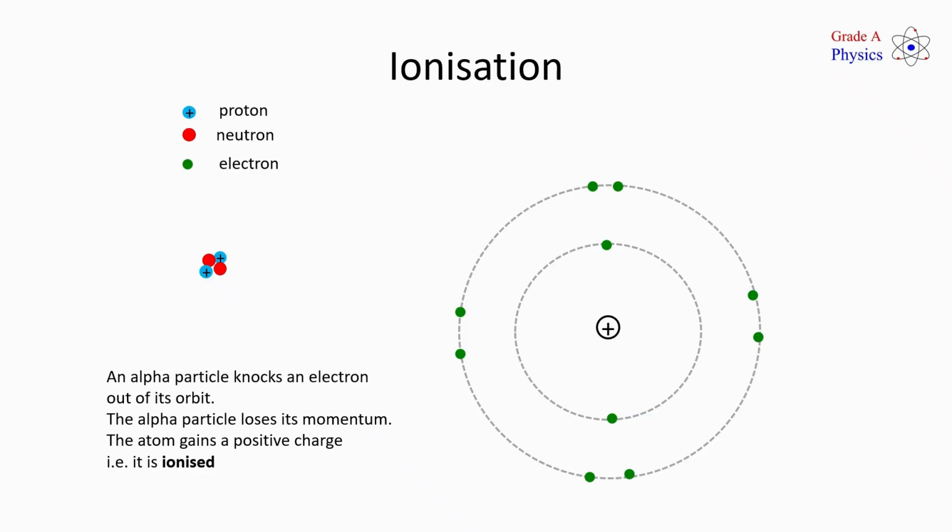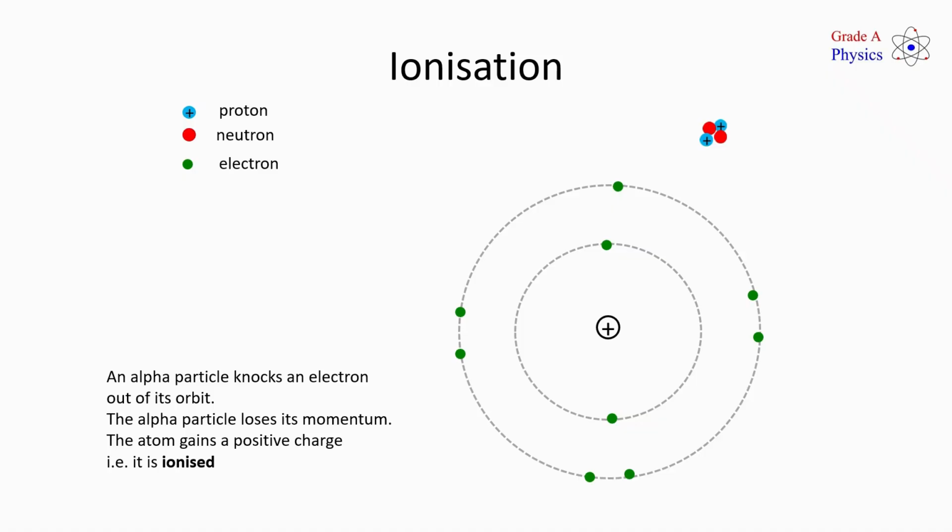So we have ionisation. What we've got is an incoming alpha particle. We have 2 protons and 2 neutrons here, and this has energy and momentum, and it collides with an atom, and we would assume the atom is neutral, which means there is the same number of protons and electrons. So we have lots of energy. The alpha particle collides with an electron and knocks it out.